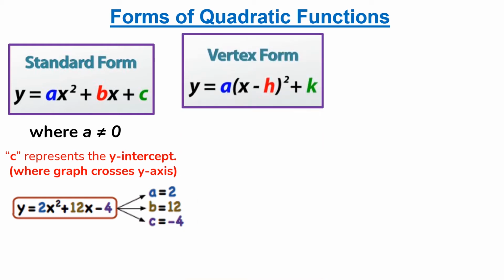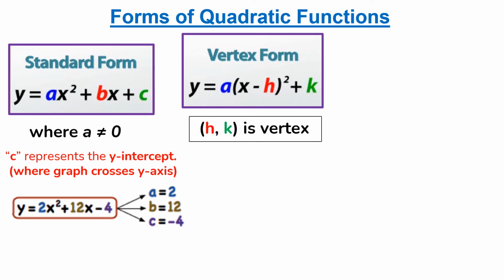Next, we have vertex form. That's y equals a times x minus h squared plus k. And (h, k) is the vertex. So as an example here, we have the equation y equals 2 times x plus 3 squared minus 22. And so the vertex would be -3, -22.